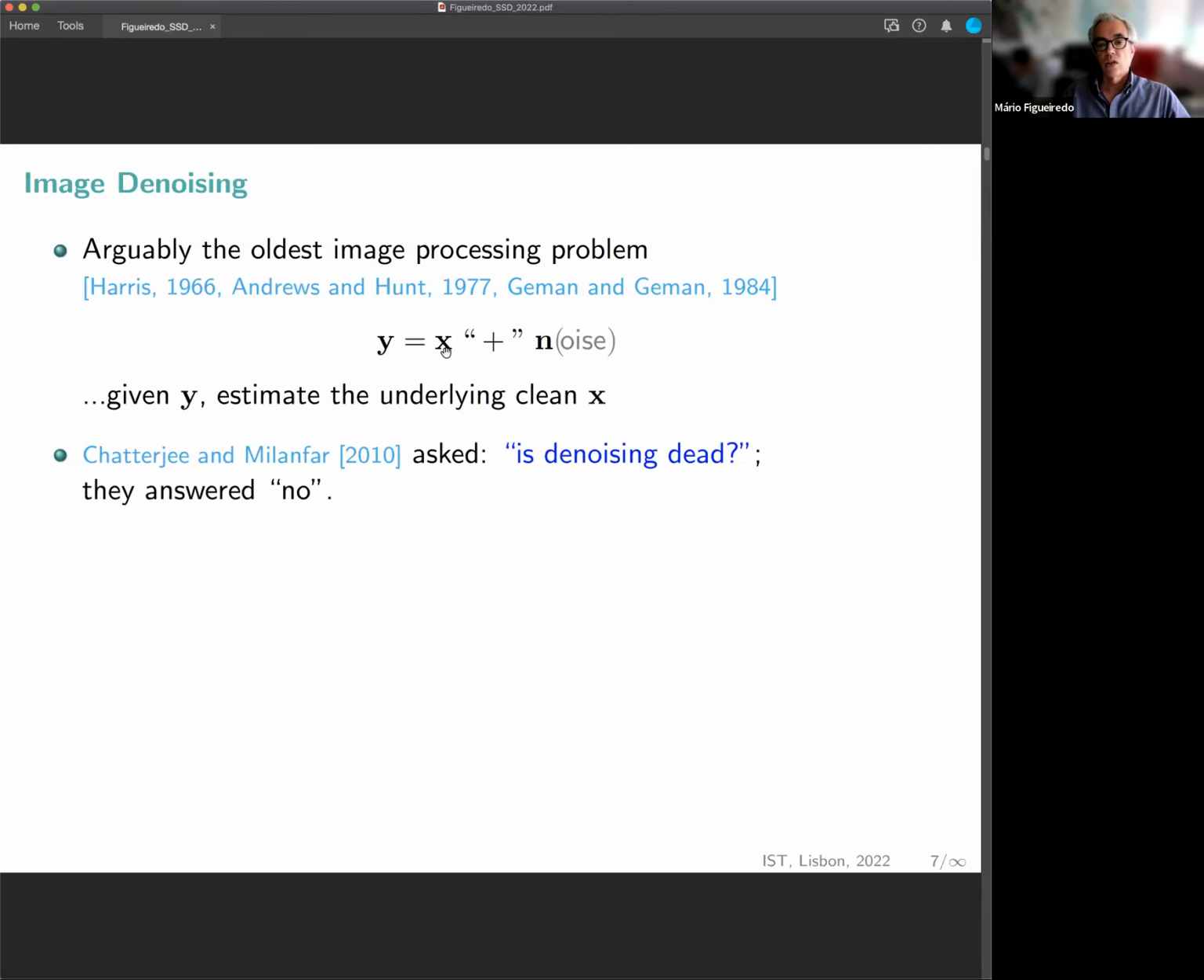Okay. So there's so much work in image denoising, and the state of the art is so high in general, especially for Gaussian noise, that in 2010, Fenimore, Milanfar, and Chatterjee wrote a paper whose title was "Is Denoising Dead?" So is it a solved problem? Well, the answer is no, it's not.